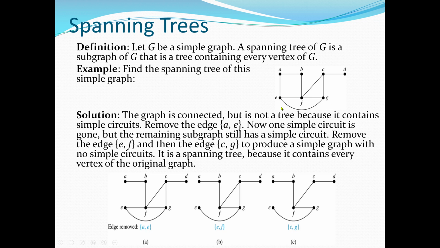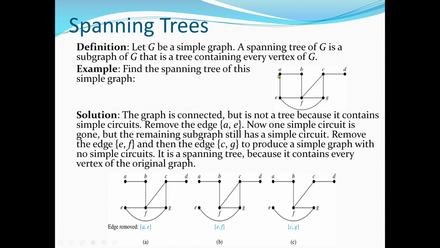A simple circuit is when we start at one vertex and we can end at that vertex. It's kind of like having a loop. So this means the graph is connected. We can see A, B, C, up to G. All the vertices are connected. But it's not a tree.